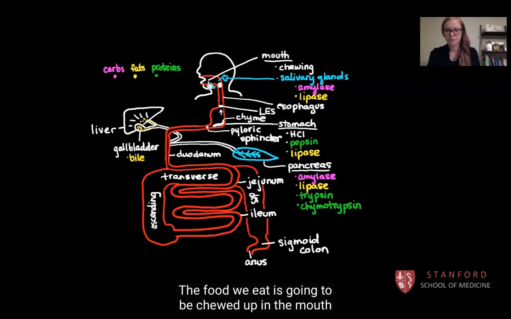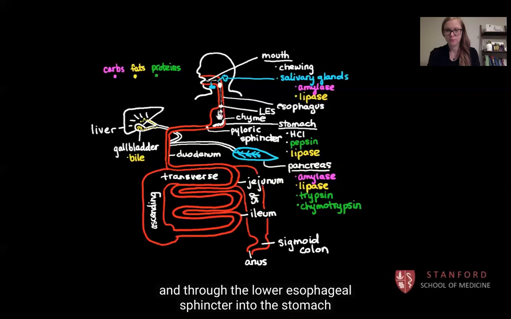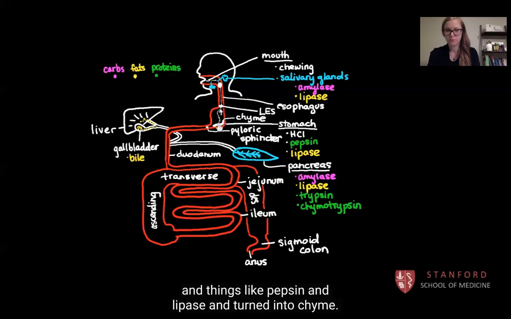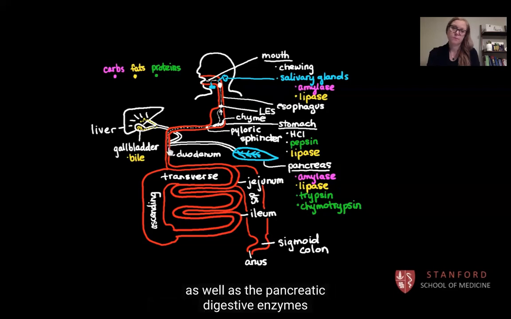So the food we eat is going to be chewed up in the mouth and swallowed in the form of a bolus. The bolus is going to pass down the esophagus and through the lower esophageal sphincter into the stomach, where it's going to be mixed with stomach acid and things like pepsin and lipase and turned into chyme. That chyme is going to pass through the pyloric sphincter and head down into the duodenum. And in the duodenum, bile from the liver and the gallbladder is going to be secreted into this part, as well as the pancreatic digestive enzymes like amylase, lipase, trypsin, and chymotrypsin.